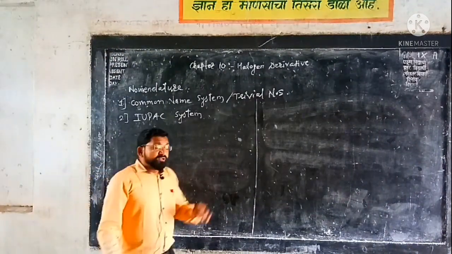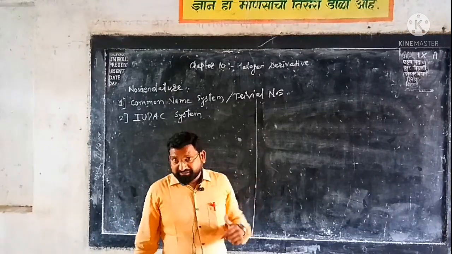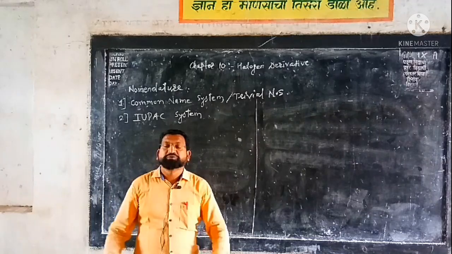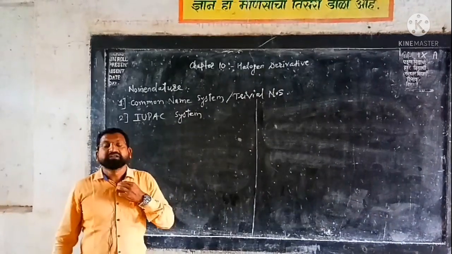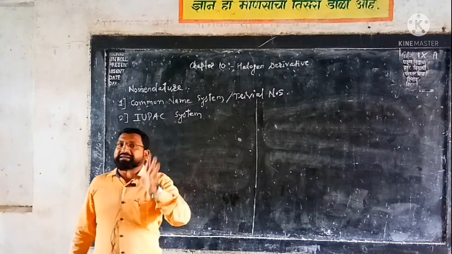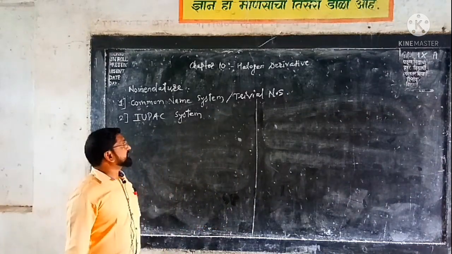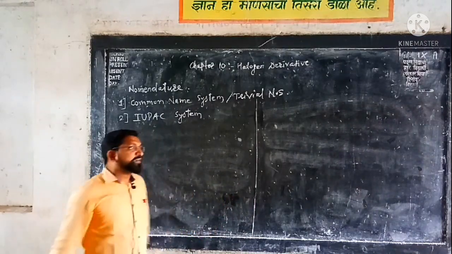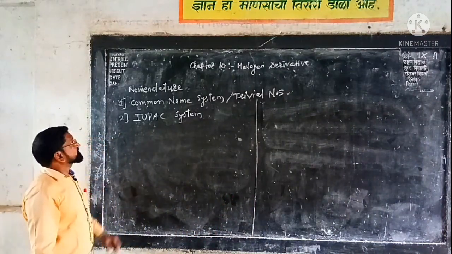Another point: whatever incoming organic topics there are, for example alcohol, phenol, ether, aldehyde, ketone, carboxylic acid, etc., and again one more topic, organic compounds containing nitrogen atom, in that case nomenclature plays a very vital role. So without wasting time, we directly start.